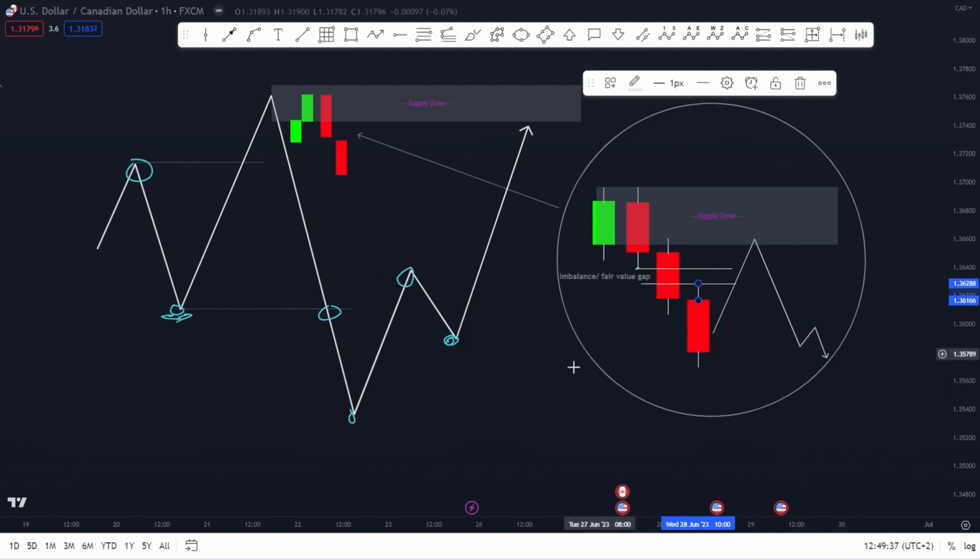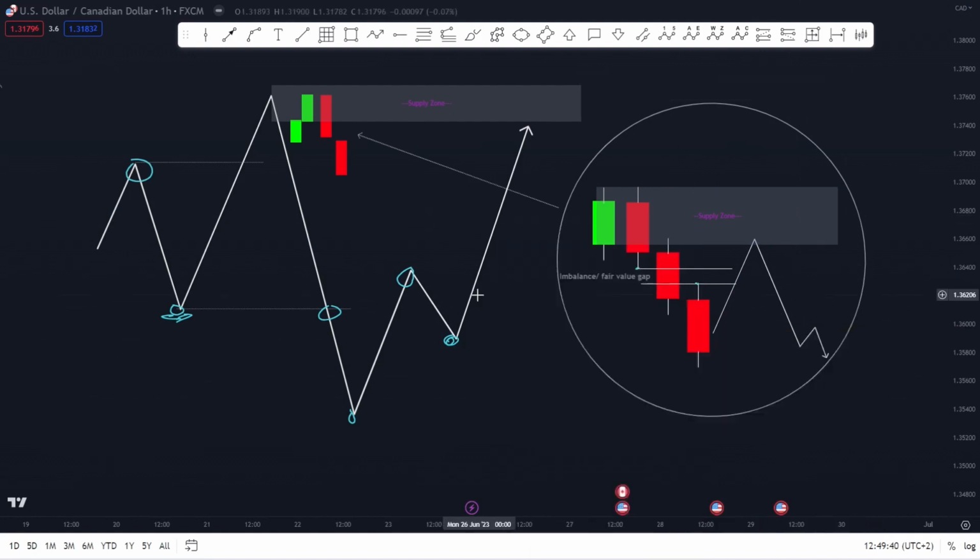That's how simple it is to identify this structure. So if you don't understand anything, please comment below. I'll make a video in the future covering these topics in depth.